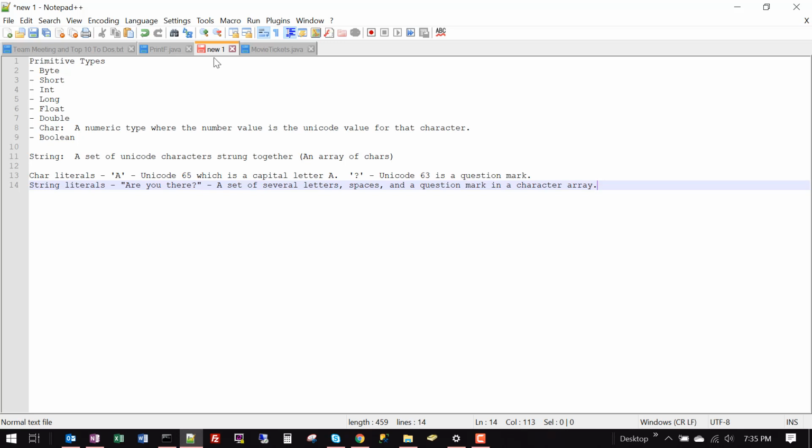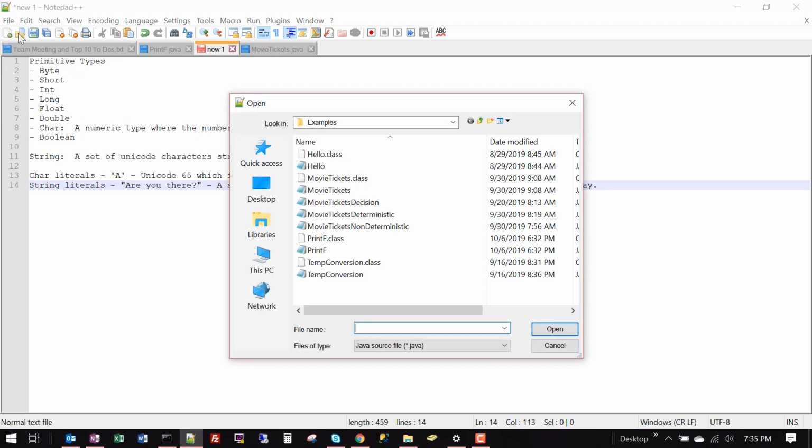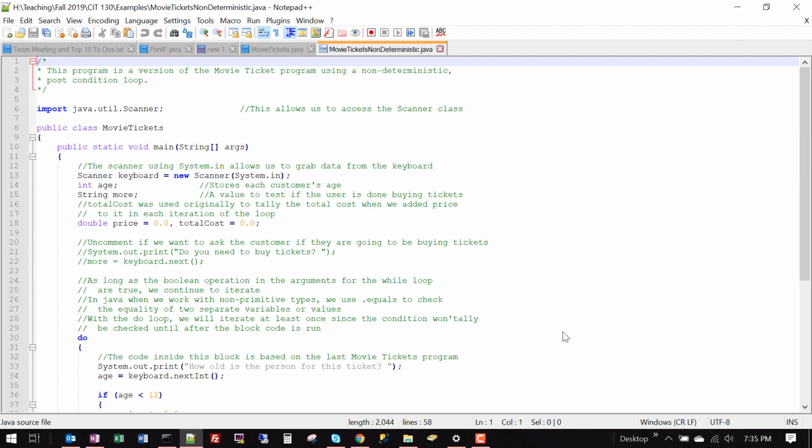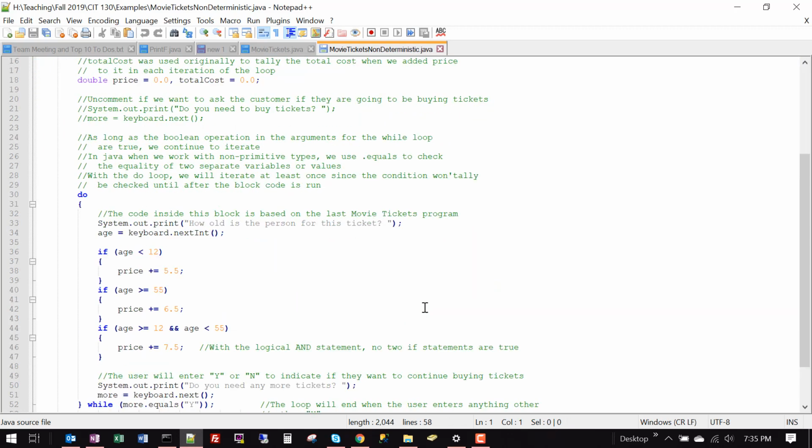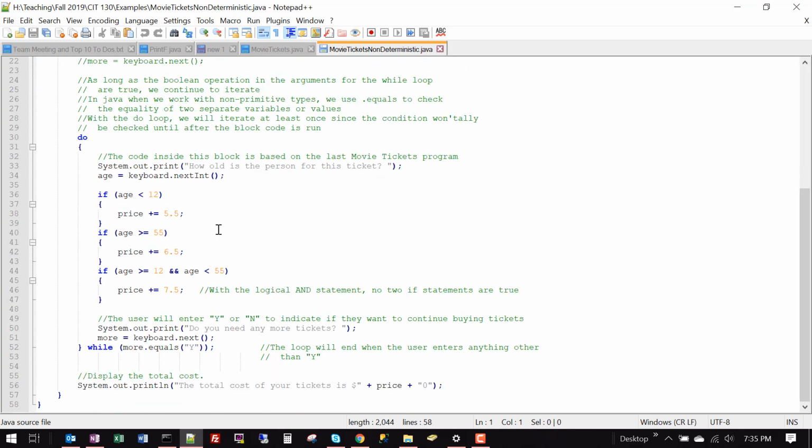And what we're going to do is open the non-deterministic version of our movie tickets program, where we were doing this loop based on whether they needed more tickets. One of the things that may have occurred to you when we were working on this version of the program is that this is pretty specific: whether or not the string is a single letter capital Y.